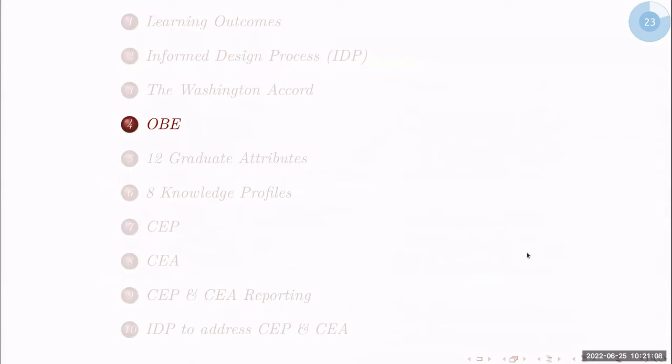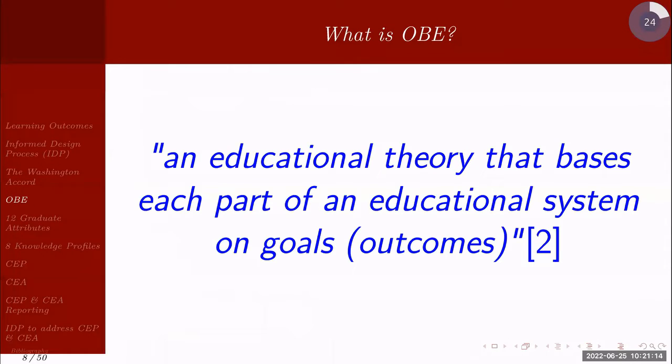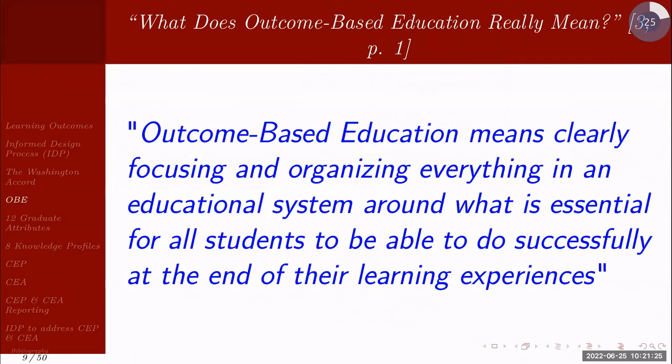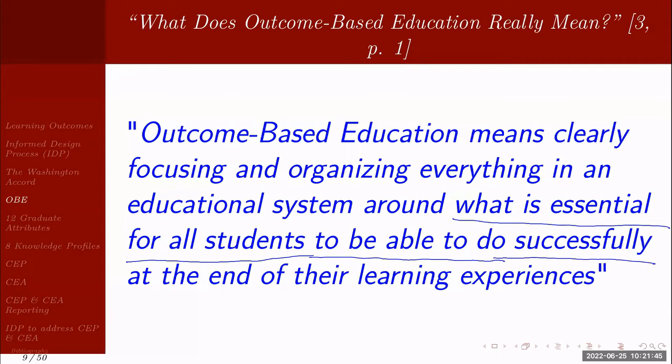Okay, now let us talk about OBE, outcome-based education. So outcome-based education is an educational theory that bases each part of an educational system on goals or outcomes. So we can also say that outcome-based education means clearly focusing and organizing everything in an educational system around what is essential for all the students. So this is very critical. What is essential for all students to be able to do successfully at the end of their learning experiences?